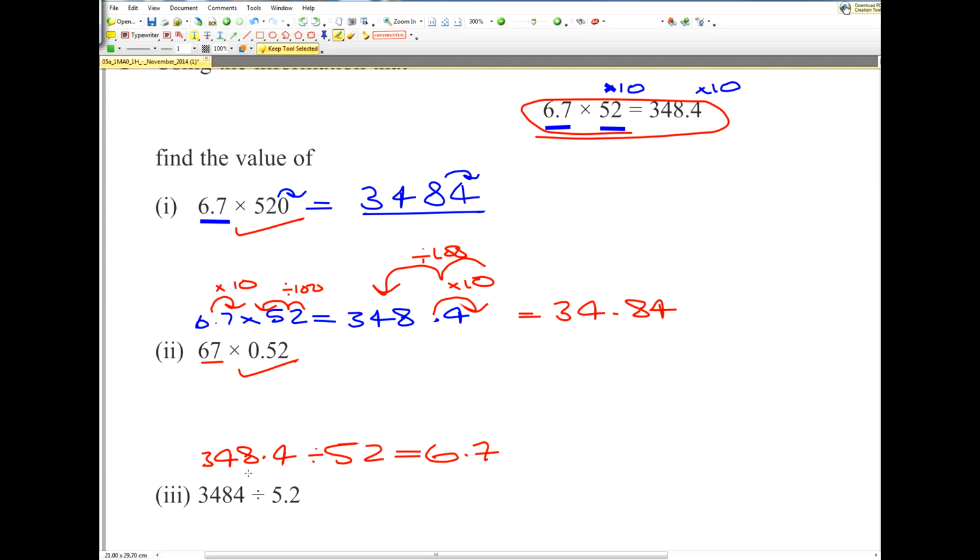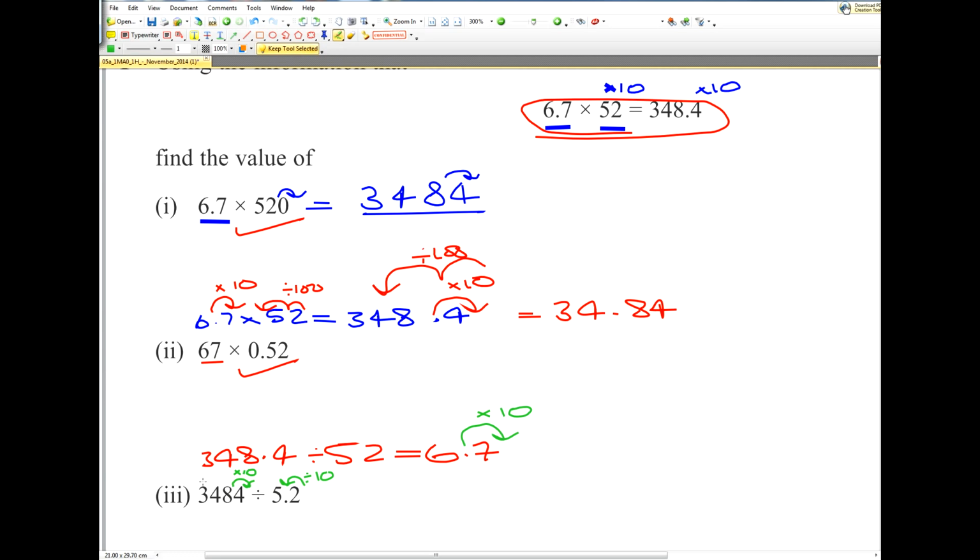So 348.4 became 3484. So what happened to the question? That number became 10 times bigger. So if we make the top part of the number, the first number, 10 times bigger, we will have to make the answer also 10 times bigger. Now, the second number was 52 originally. That became 10 times smaller. Now, the number that you're dividing by, if you make that smaller, what effect does that have on the answer? Does it have the same effect? It has the opposite effect.